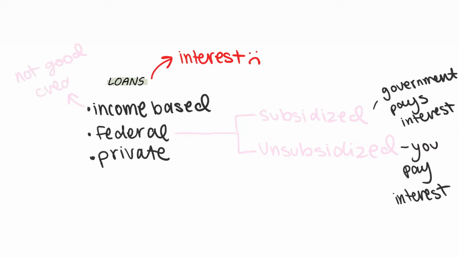And then lastly, there are private loans, which are offered by banks or credit unions or another private entity. And they usually have a lot higher interest rates, and it's more based off of your credit score. So it can be more expensive to go with that option.